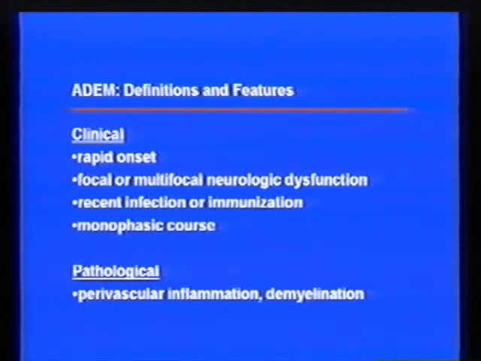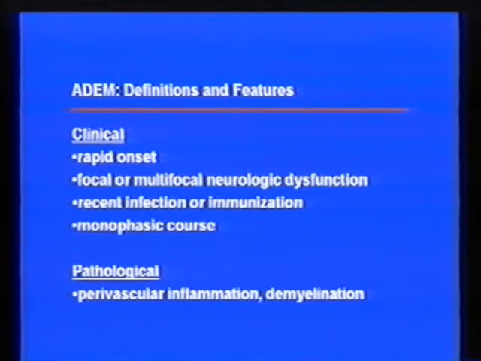Many patients, although not all, report a history of a preceding infection or immunization. You've heard a lot about that today, and actually that's one of the aspects of this that I'm going to focus in on and try to clarify for you to some degree. In general, these are monophasic illnesses. Of course, there are reports of patients with progressive or stuttering ADEM, but in general, this is a monophasic disorder.